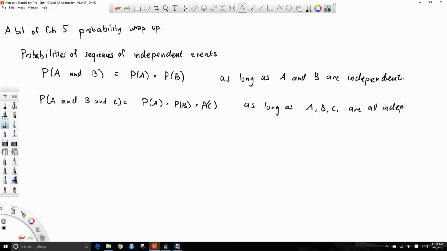And what does it mean to be independent? To say that two events are independent means that, yeah, that's correct. The outcome of one event has no influence on the outcome of the other event, okay?